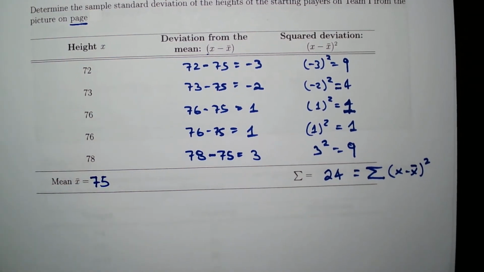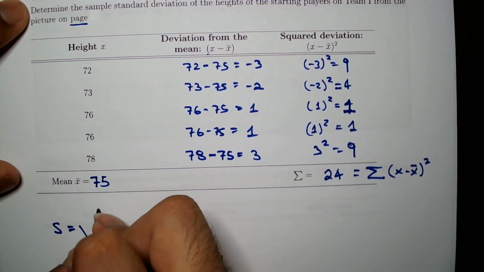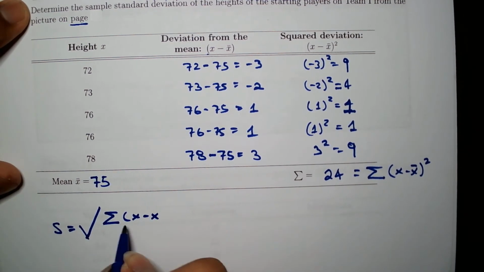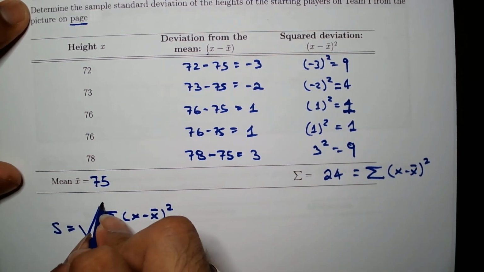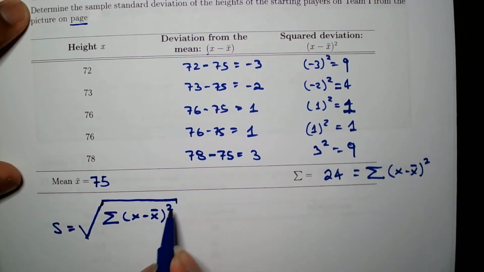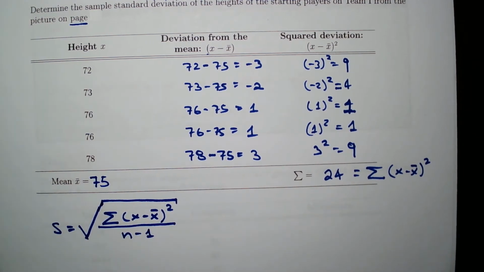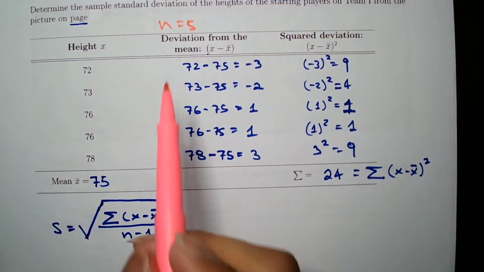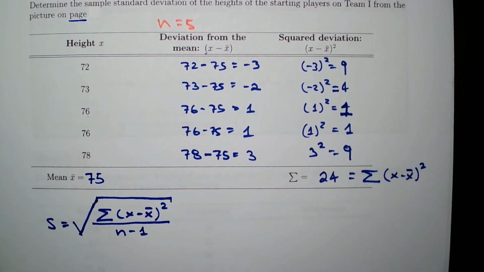So now we're ready to compute the standard deviation. In this case, little s equals the square root of the summation of the differences of each data value and the mean, quantity squared, divided by n minus 1. So what's n in this case? n equals 5, because there's 1, 2, 3, 4, 5 elements to find the standard deviation of.